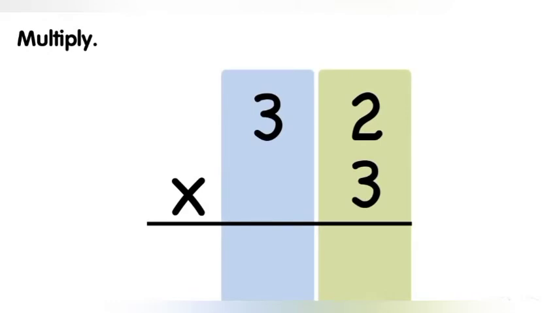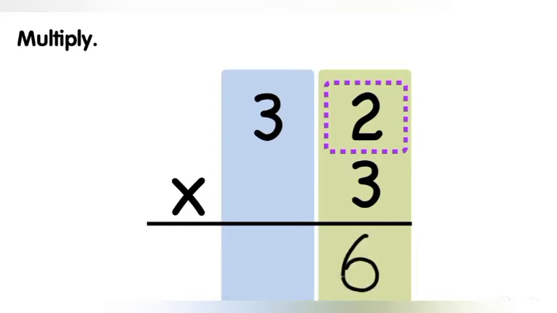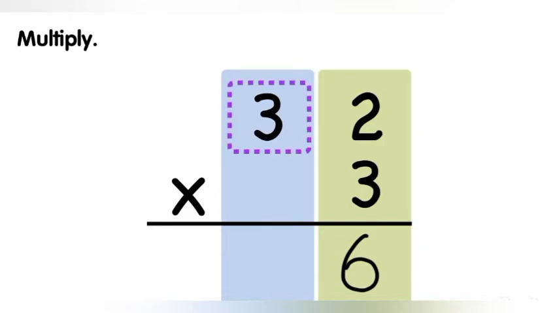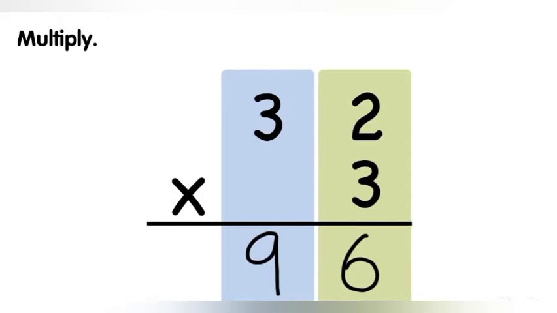Multiply. Let's find 32 times 3. First, multiply the ones by 3. 2 ones times 3 equals 6 ones. Next, multiply the tens by 3. 3 tens times 3 equals 9 tens. 32 times 3 equals 96.